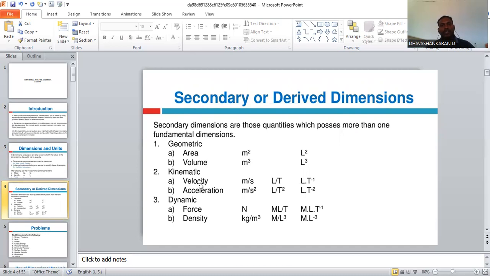So Newton is a combination of two or more fundamental dimensions. Newton is M into L divided by T square, so it may be taken as M L T inverse. Density is nothing but kg per meter cube. It is also a combination of one or more dimensions, that is M divided by L cube, so it is denoted as M L minus 3. So these are the data that have been derived as secondary or derived dimensions.